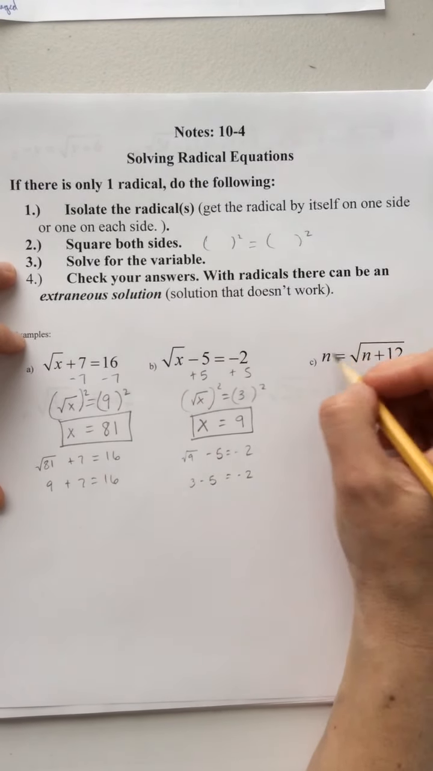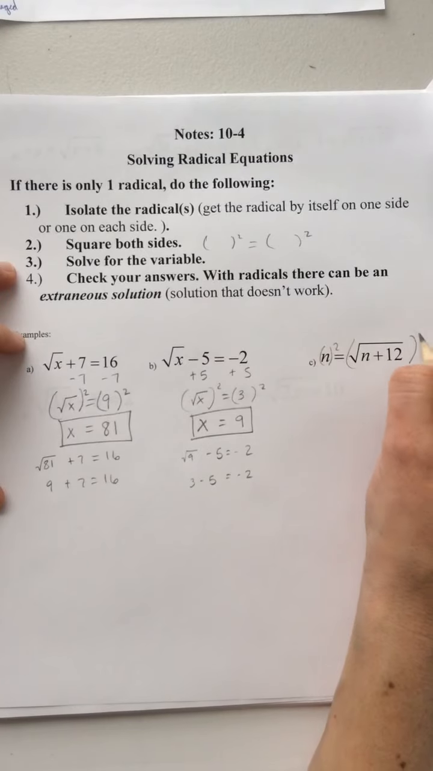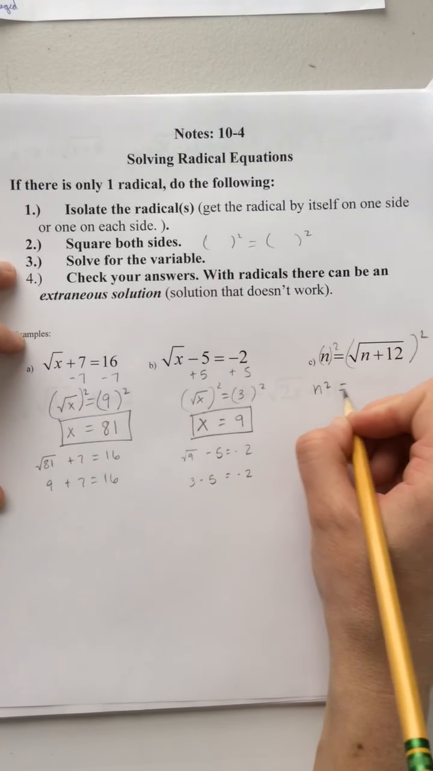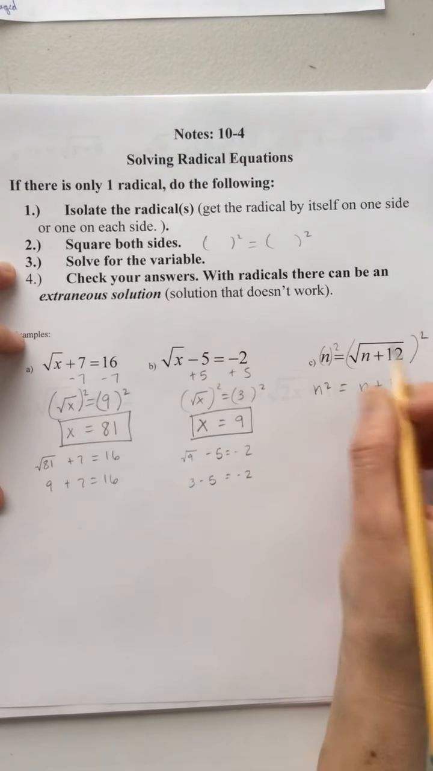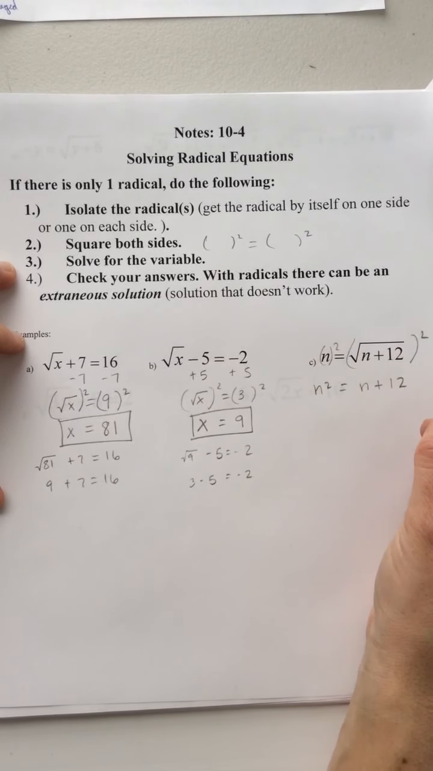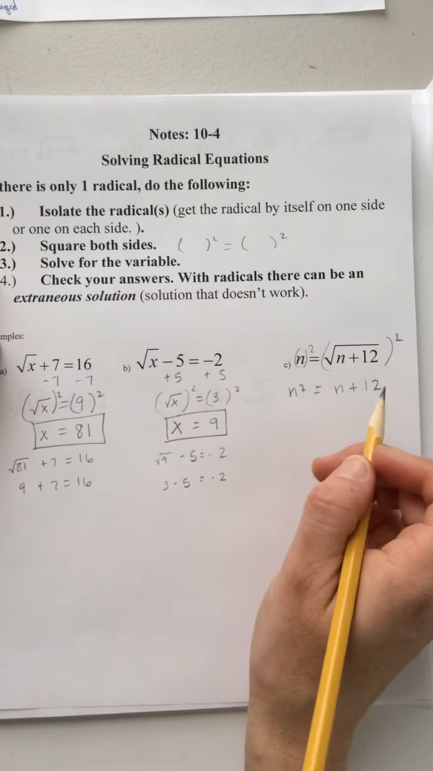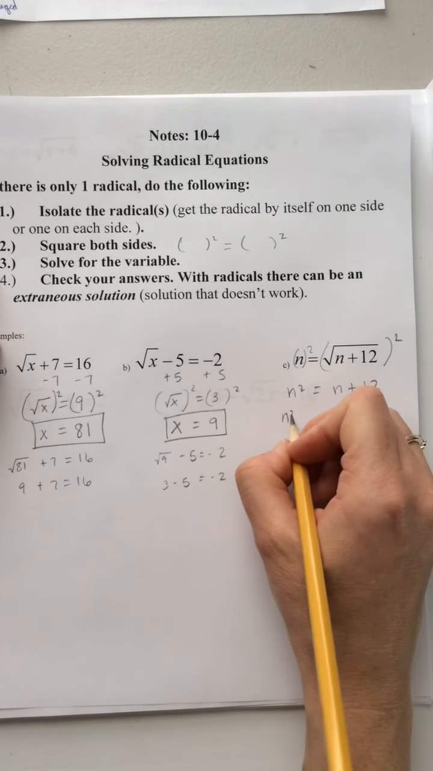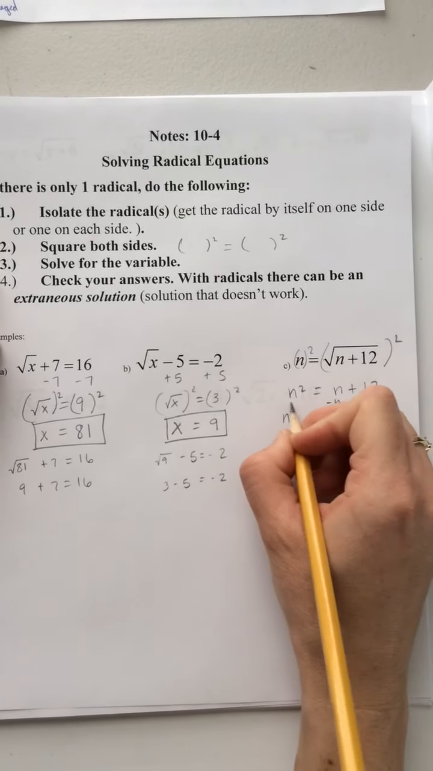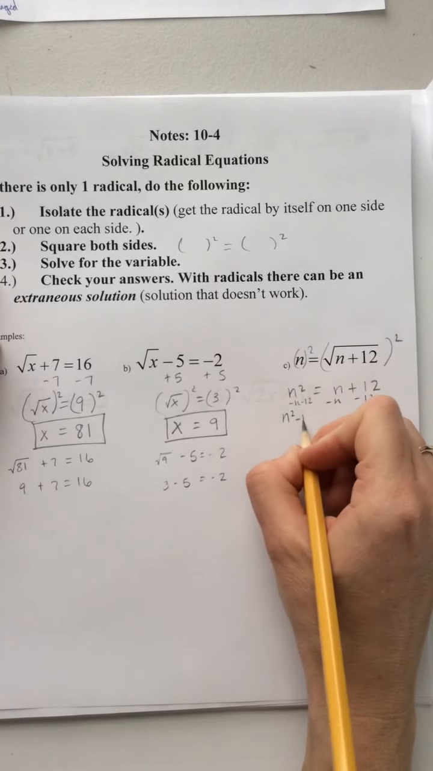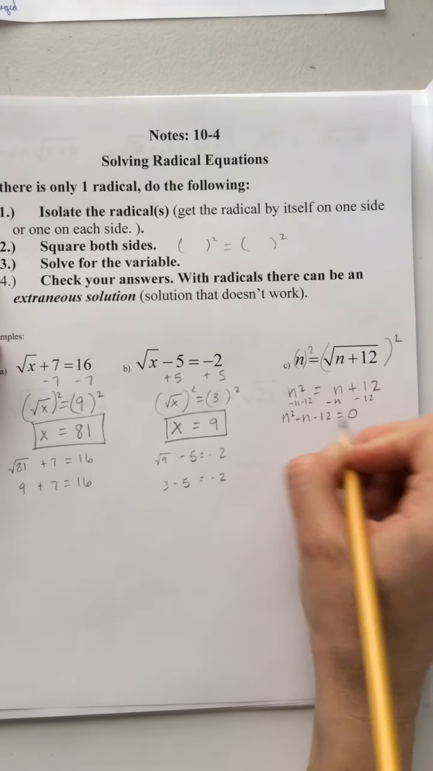This one, our radical's already isolated, so let's square both sides. n squared will equal n plus 12 because a square root and a square will cancel out. Now, this is a quadratic, which means we have to get it all on one side. So I'm going to subtract the n and subtract the 12. So we get n squared minus n minus 12 equals 0.